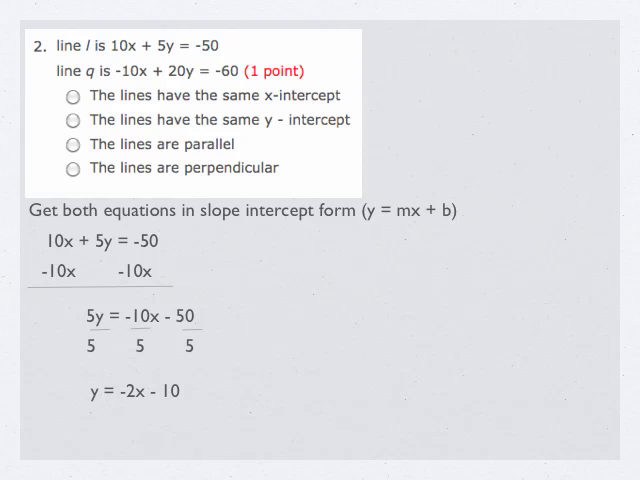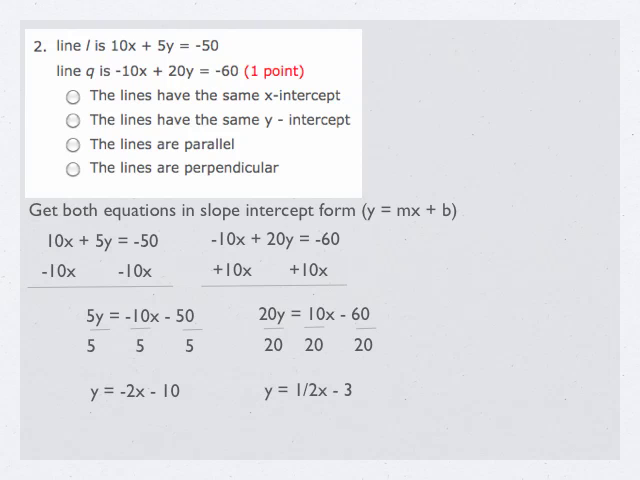Okay, now that I have that, I need to do y equals mx plus b for the other equation also. I'm going to add 10x to both sides. Go ahead and divide by 2, 20. And I get y equals 1/2 x minus 3.